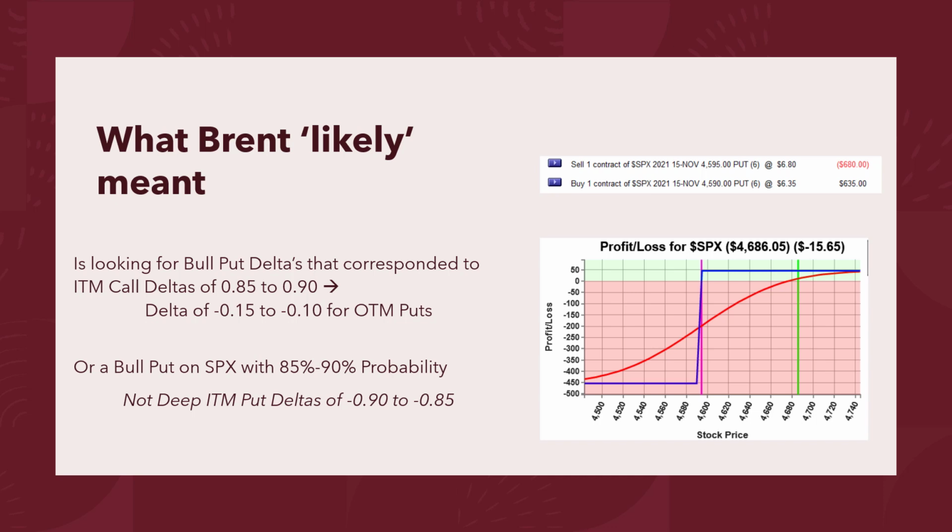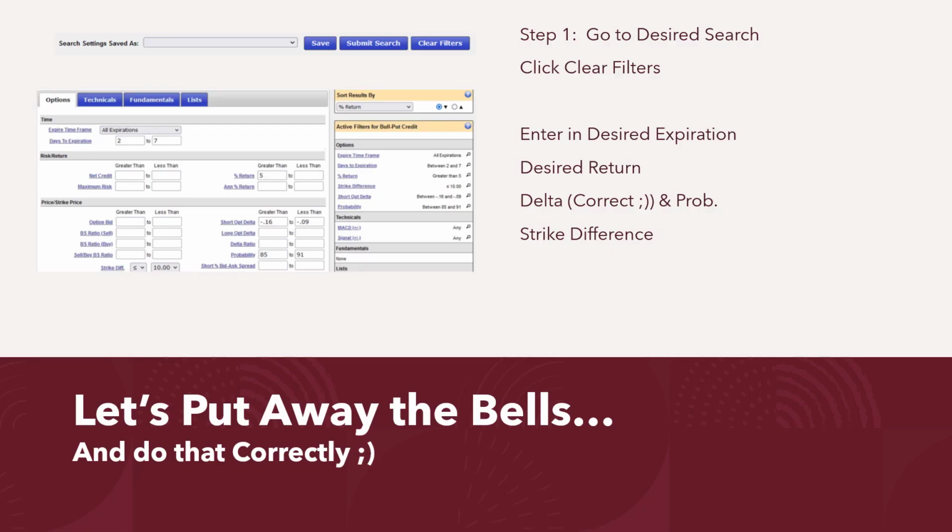Or in other words, looking at weekly bull put credit spreads on SPX with an 85% to 90% probability of expiring worthless. Not deep in the money put deltas of negative 0.90 to negative 0.85, which would be a bull put credit spread well above the current price of SPX, with only a 5 or 10% probability of being successful. So let's put away the bells and walk through creating a search correctly and using that in the historical tools. The first step is to create a search that you want to test in any strategy.